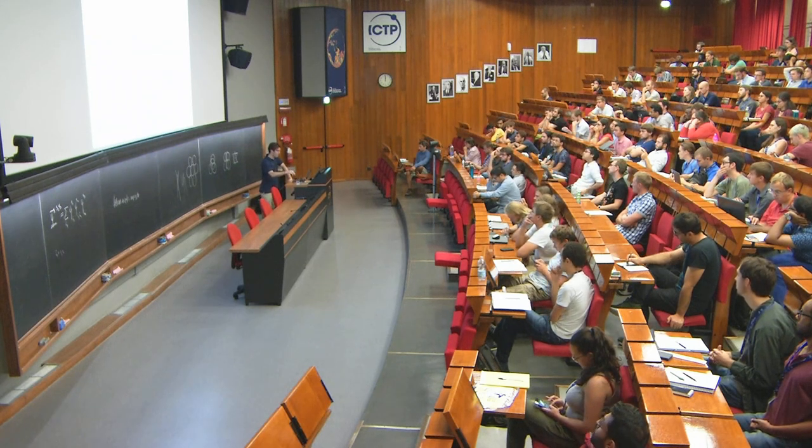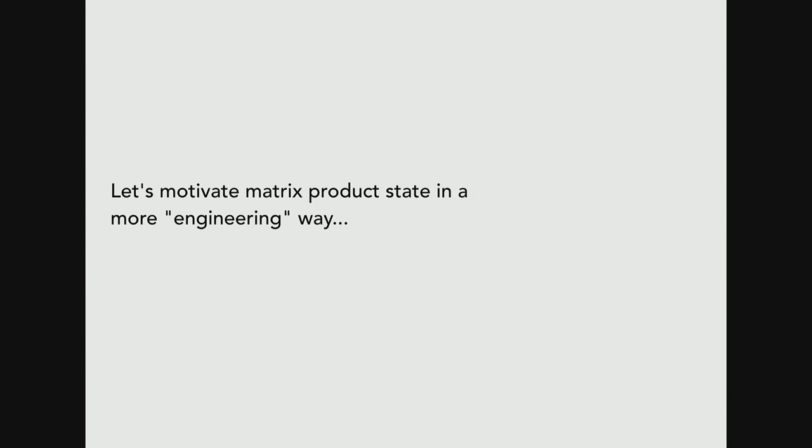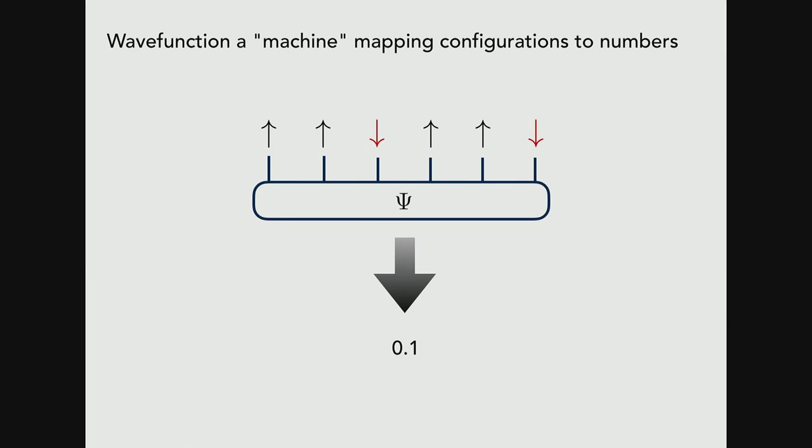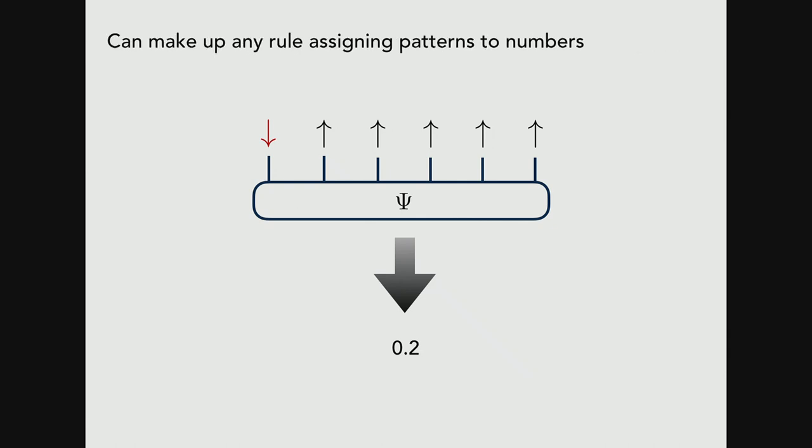Okay, so a little bit more motivation. I'll kind of fly through this part. Everybody's brain works a little differently, so I want to motivate matrix product states from some different perspectives. So thanks for those good questions. I mentioned this other perspective where we said it's kind of like a map. You can think of it as a machine that eats spin configurations and then spits out complex numbers. We can make this map any way that occurs to us. We can make up any rule. So how about this rule?